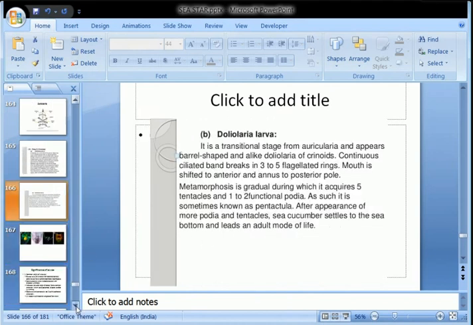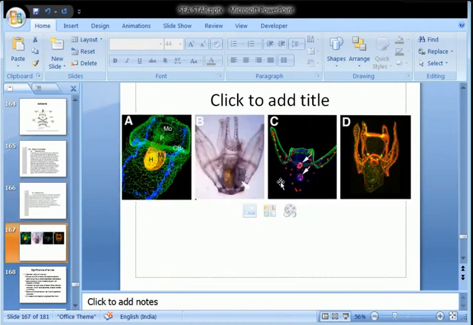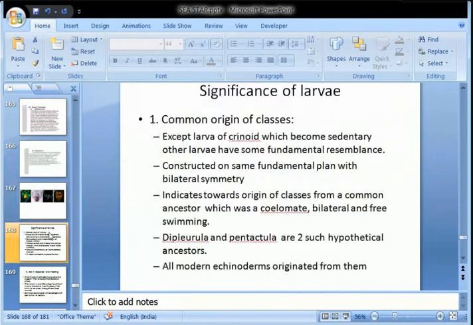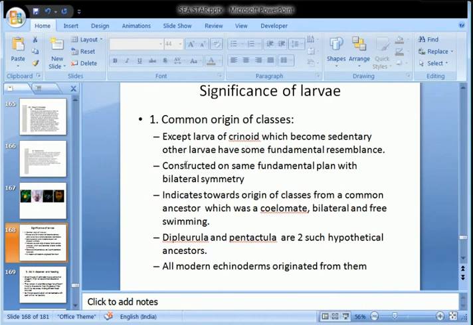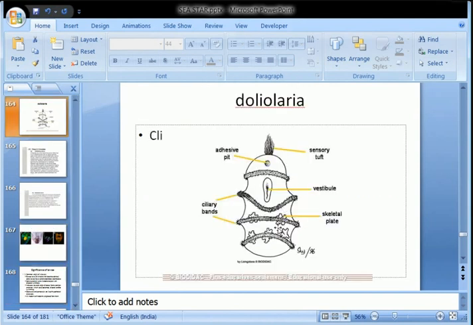So this is what we talked about. These are some more pictures to give you an idea about these larval forms. Now, what is the significance of these larval forms? So, since all these are bilaterally symmetrical, that give you an idea about the common origin of classes, except the larvae of crinoids, which become sedentary. Other larvae have some fundamental resemblance. So crinoid का कौन सा larva है? This one. This becomes sedentary after the stage because it will give rise to sedentary adults.